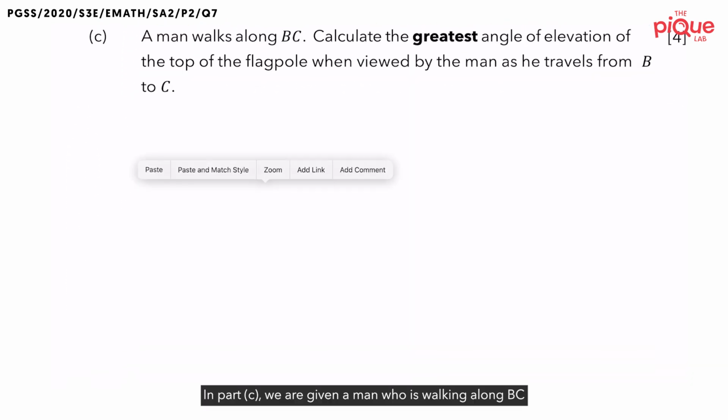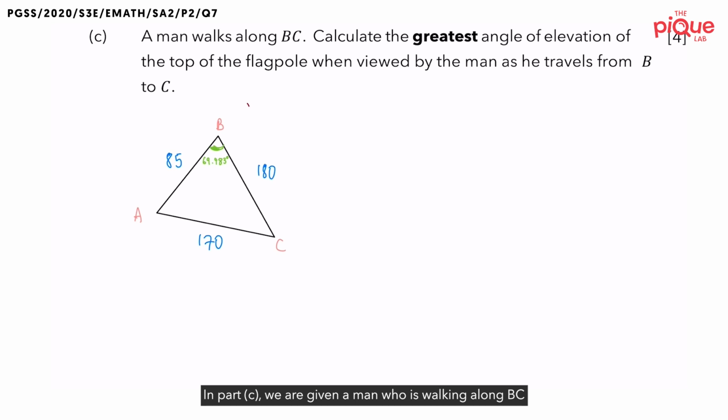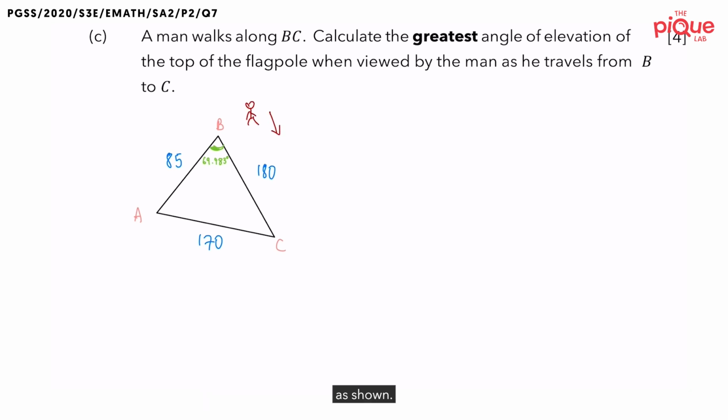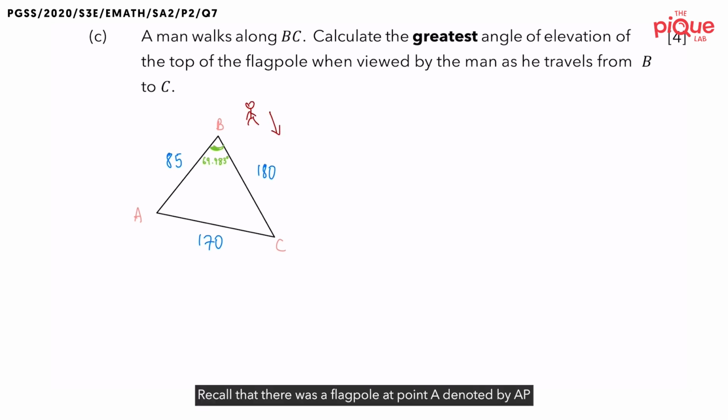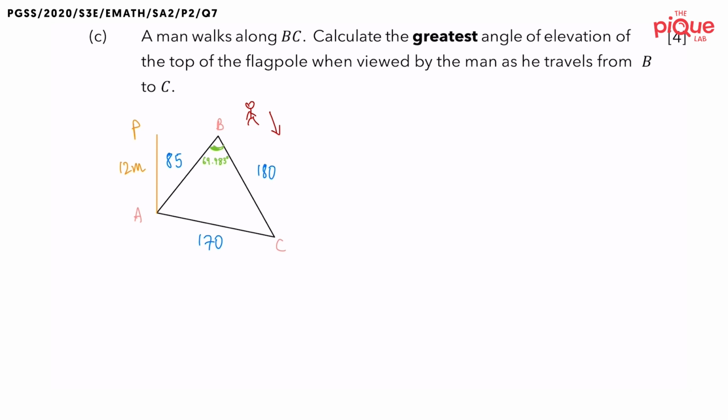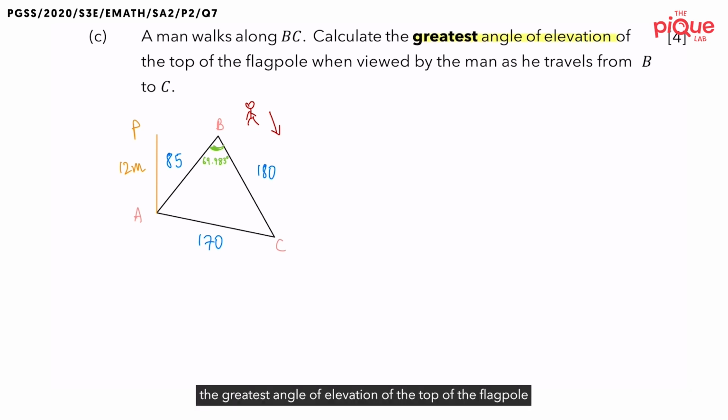In part C, we are given a man who is walking along BC as shown. Recall that there was a flagpole at point A, denoted by AP, with a length of 12 meters given in the question. In part C, we are interested to calculate the greatest angle of elevation of the top of the flagpole when viewed by the man as he travels from point B to point C.